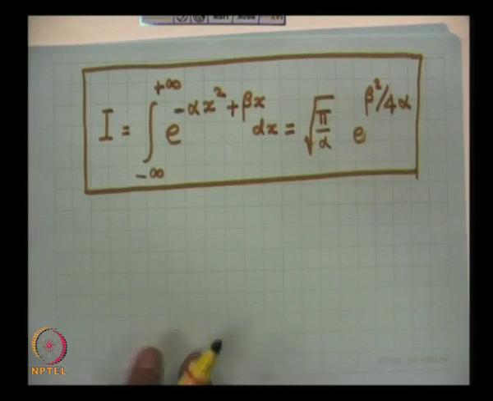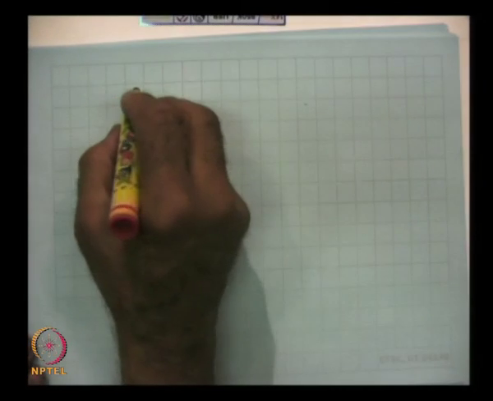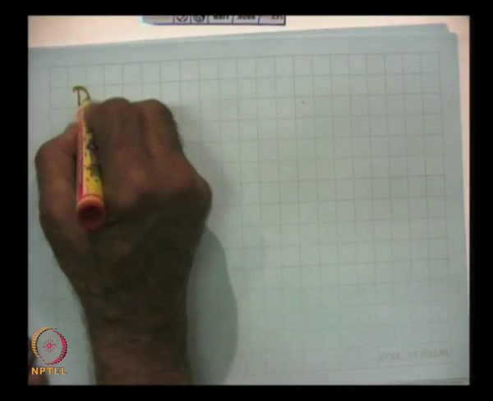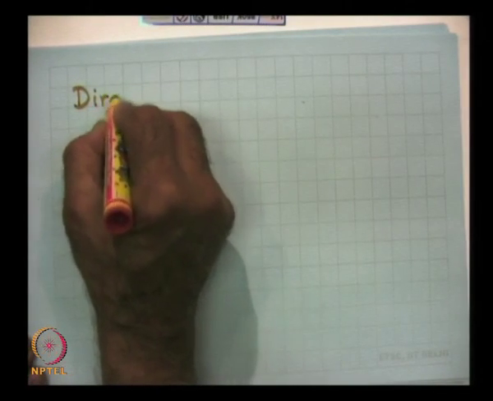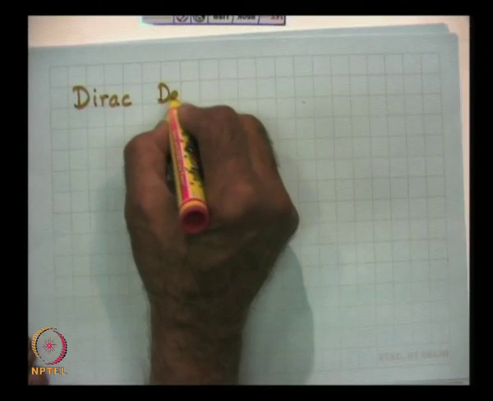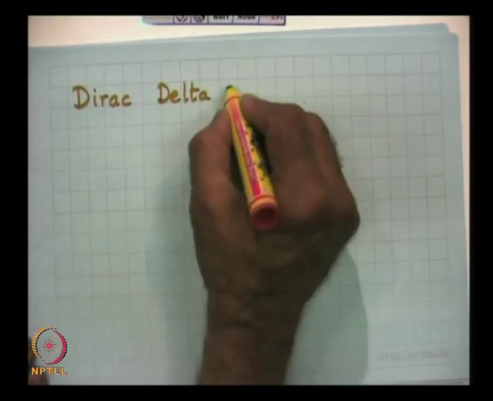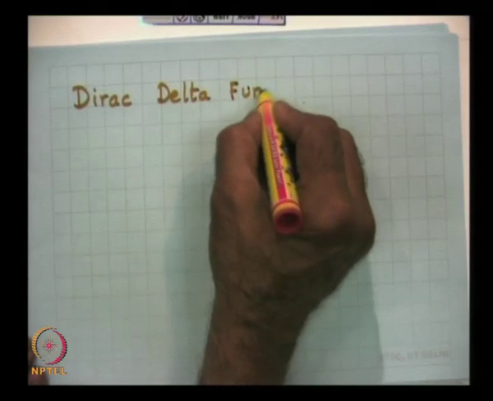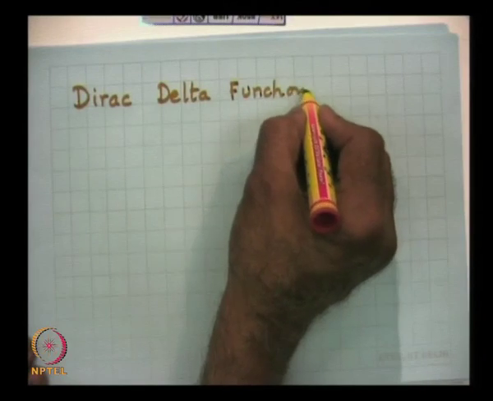Now, having done this, let me now go to the definition of the Dirac delta function. So, we will now discuss the Dirac delta function. And the simplest representation of this Dirac delta function is like this.